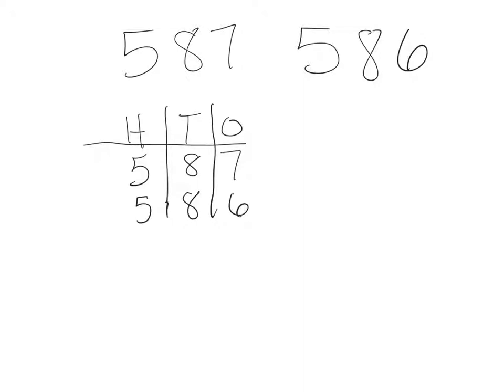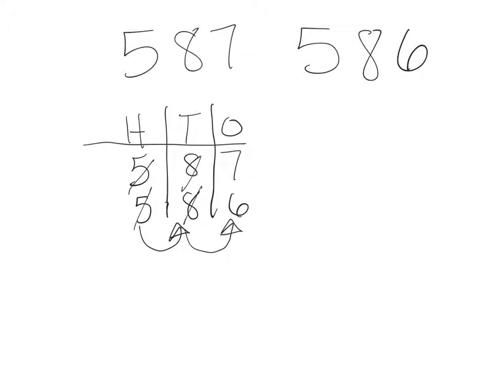So when we start comparing, we always start with the highest place value. So the highest place value is the hundreds. So here in the hundreds we have 5 and 5. Both of those are the same, so we're gonna cross those out and go next door. Next door on the tens, we have 8 and 8. And those are still the same, so we cross them out and we go next door.